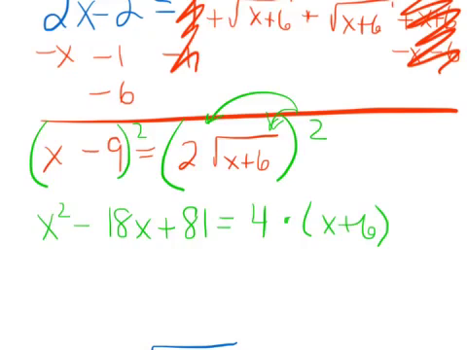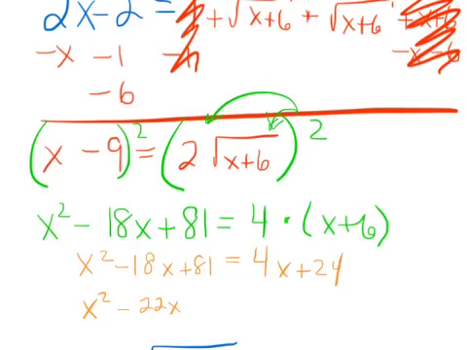All right, let's go and take a look at what we have next here. What should we do to continue this problem? Distribute the 4. Good. Then? Move everything over to the side. Nice. So what do we get? x squared minus 14, no, minus 22x plus 81 minus 24, equals 0.